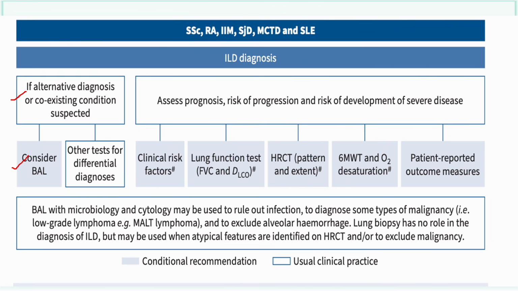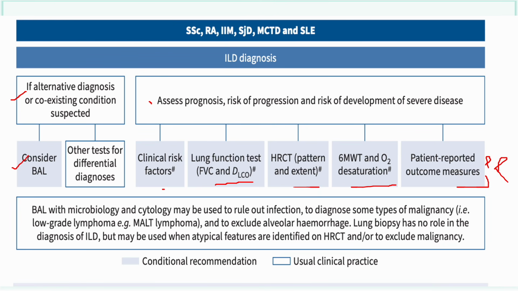Now, other than that, you must assess the prognosis, the risk of progression, and whether this patient will have severe disease. So you look at the clinical factors. You do perform pulmonary function testing with DLCO. You look at the HRCT pattern and extent. You do use your 6-minute walk tests and desaturation, ambulatory walking to look at the functional profile of your patients during monitoring. And you also look at another thing which is called a PROM, a patient reported outcome measure.